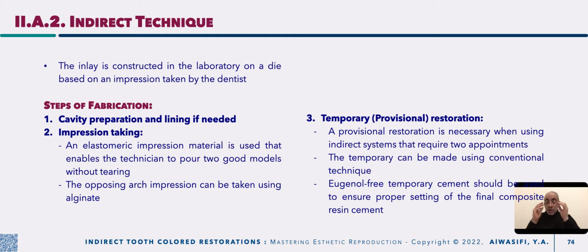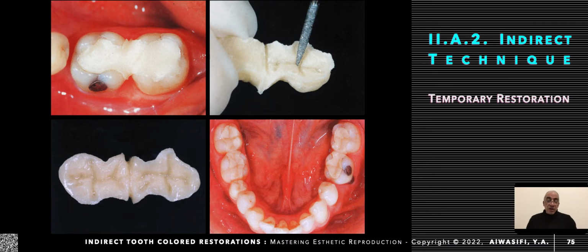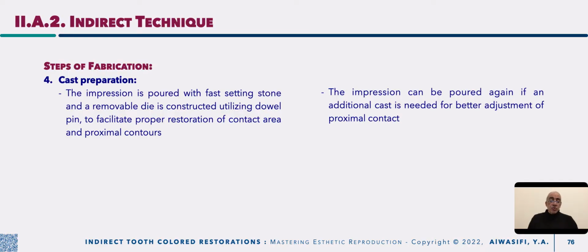That's why you either use a ready-made non-eugenol temporary cement, which should have low solubility and be hard enough to protect your tooth structure, or you may use a customized temporary restoration like ProTemp for full coverage. Then you should pour your impression with fast setting stone and prepare your cast. Sometimes your impression could be poured again to have a working die and a master die to adjust or to check and verify your restoration.